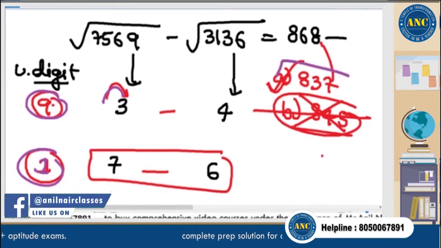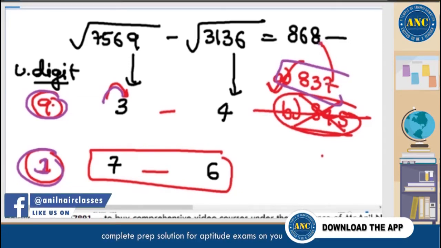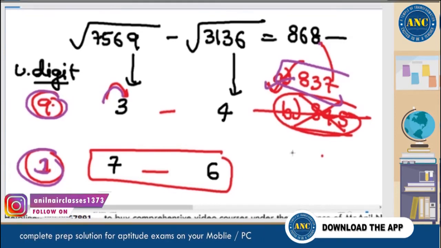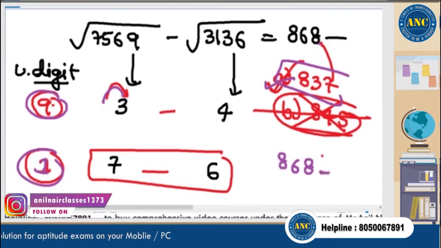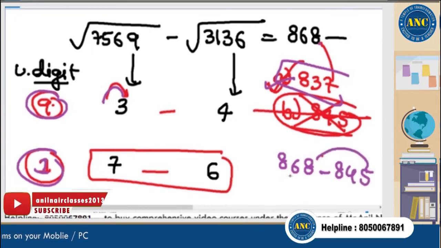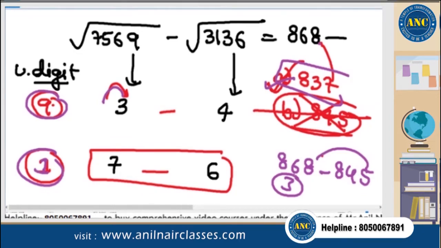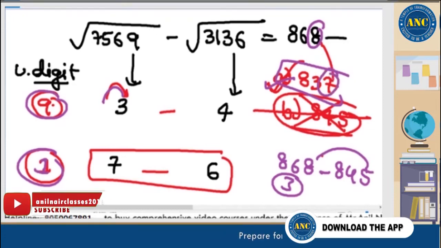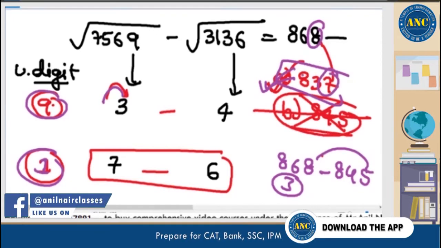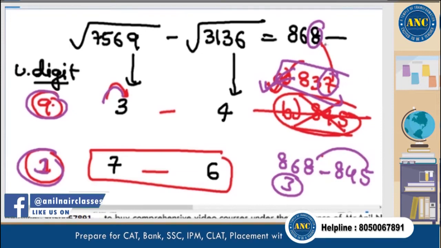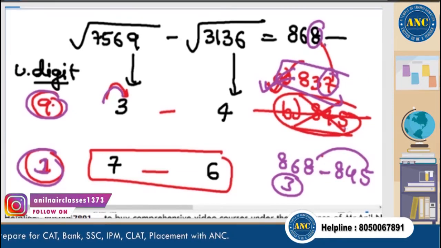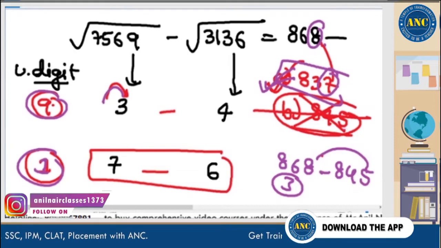If I pick the answer option 837, 8 minus 7 is 1. So this is working. If I put 845, 868 minus 845, 8 minus 5 is 3. Right? What is not clear, Anurag? Please mention. The answer's unit digit should be 9 or 1. It is 8 and it is 7, 8 minus 7 is 1. It is working, so the unit digit is 1. 8 minus 5 is 3. The unit digit cannot be 3. Right? Next question.